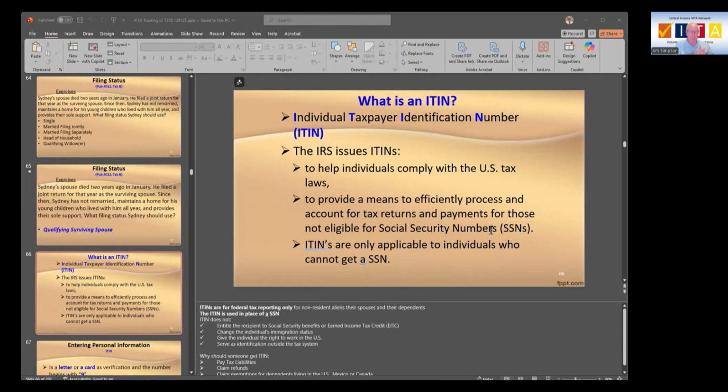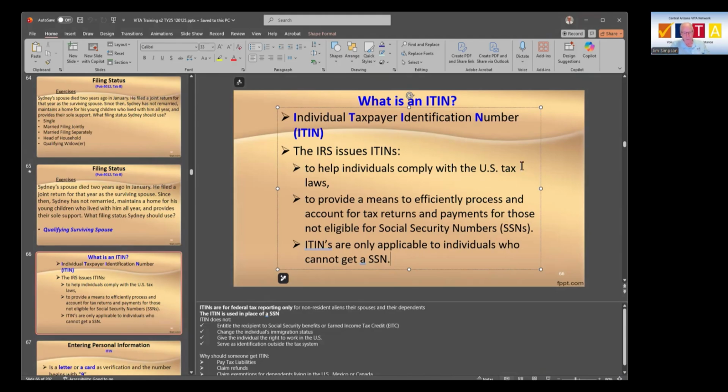And this is used to help individuals who, and this is important, individuals who cannot get a social security number. If they can get a social security number, they have to do that first. Okay. So this is if they don't qualify to get a social security number. Then they get an ITIN, an individual taxpayer identification number, to help them comply with the US tax laws.